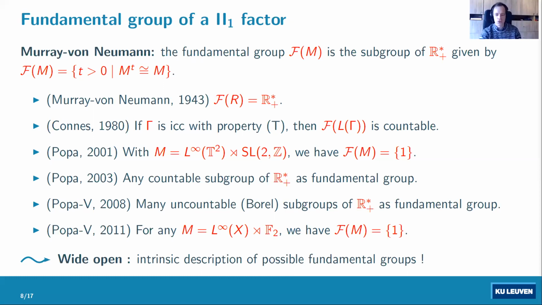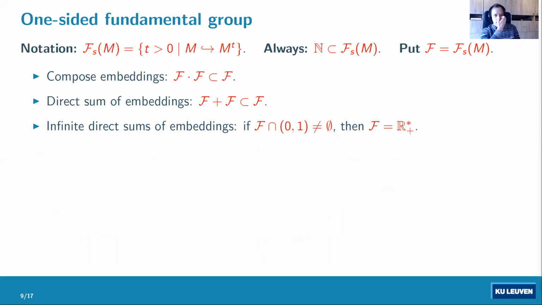Anyway, I don't want to go much further into fundamental groups, but I want to turn to a variant on which we could get new results, where we look at embeddings. So the so-called one-sided fundamental group is a notion that Adrian Ioana introduced, and which in a minute I will relate to, of course, Connes correspondences and bimodules. So what's the one-sided fundamental group? You wonder now, given a II_1 factor, for which positive t can I embed M in M^t? Obviously, I can embed M diagonally in n by n matrices. So always the natural numbers sit inside. And let's, for brevity, denote with F this subset of the positive real line for a given fixed II_1 factor.